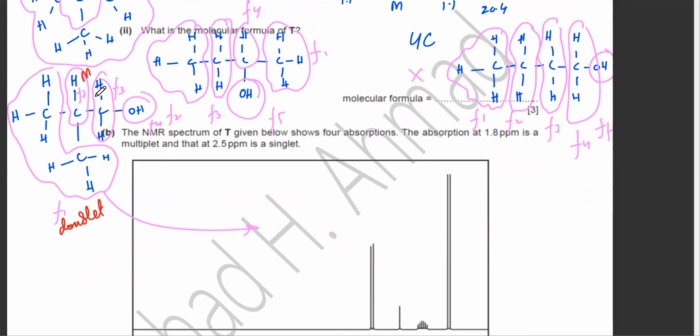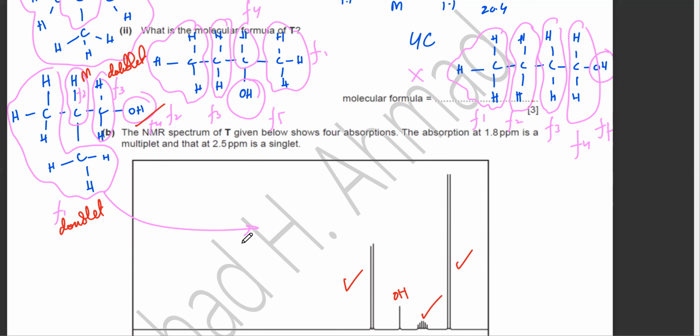So what about this one? The neighboring carbon has just 1 hydrogen. So that's going to be a doublet. And the OH is always a singlet. So here's your OH singlet. You've got 2 doublets and you've got a multiplet in the middle.